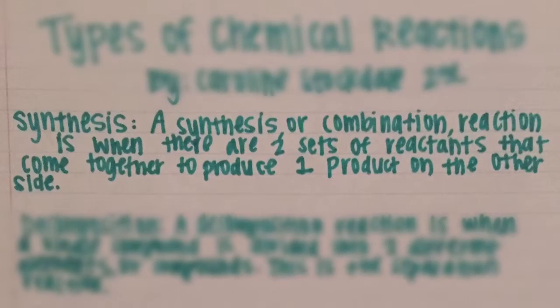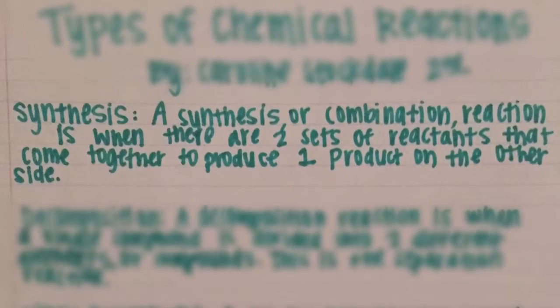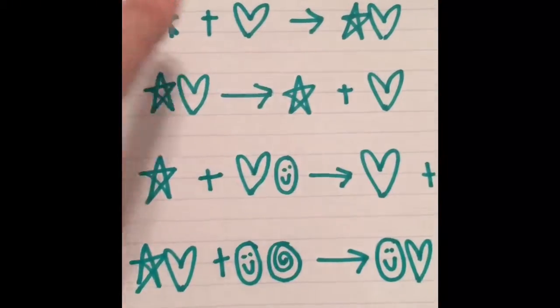Synthesis. A synthesis or combination reaction is when there are two sets of reactants that come together to produce one product on the other side. Synthesis would be the star plus the heart goes into a star heart.